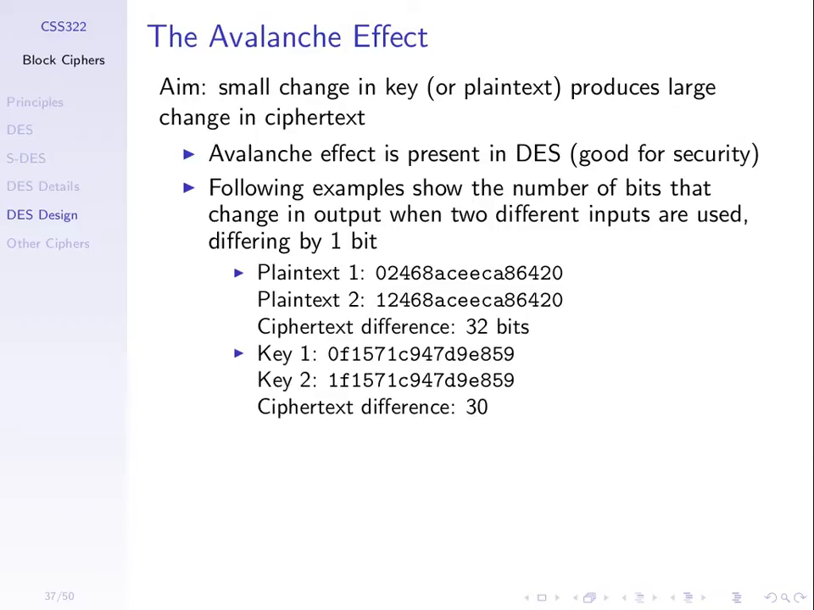The idea is that we have two different plain text values. They differ by just one bit. If you look, these are in hexadecimal, but in fact it's just the first hexadecimal digit that differs, 0 to 1. In binary, just one bit differs in these two input values. So a small change in inputs, what we'd like is to produce a large change in the output ciphertext.